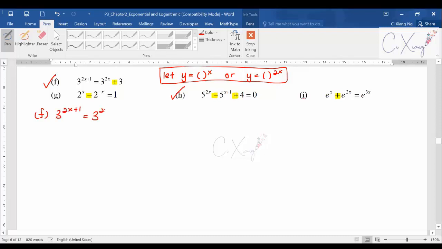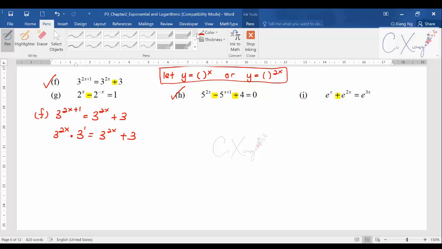equals to 3 power 2x plus 3. Okay, so again, I don't want all the power to be plus or minus, so I will just separate them first. It will become 3 power 2x multiplied with 3 power 1 equals to 3 power 2x plus 3. Okay, so if I look at this equation, I realize that I'm having two similar terms, which is 3 power 2x. Can you see that? Both are 3 power 2x and these two are the same thing.